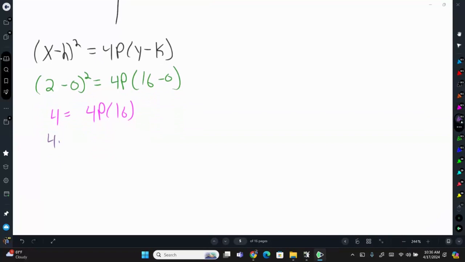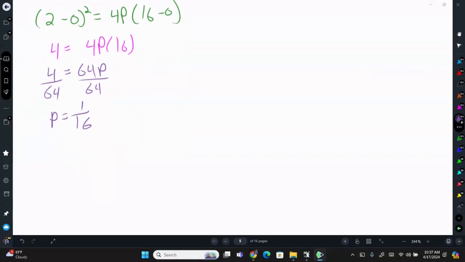So we get 4 is equal to 64P, and when we divide both sides by 64, we get P is equal to 1 over 16. Well, now we have to substitute that back in. So X minus 0 squared equals 4 times P times Y minus 0.